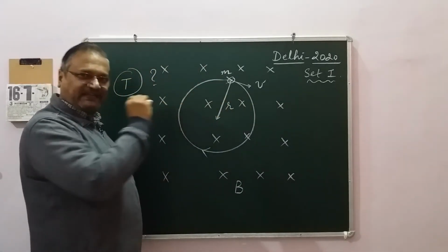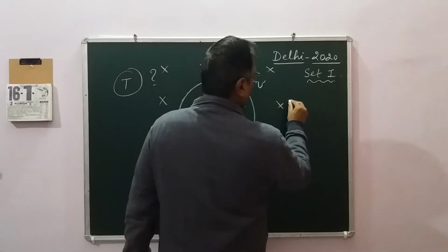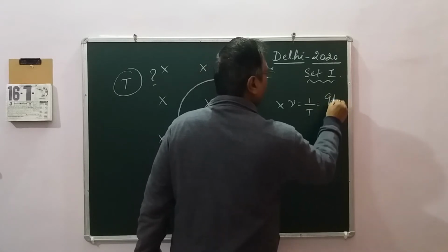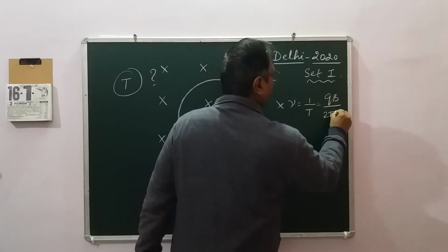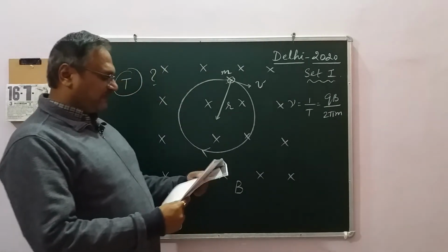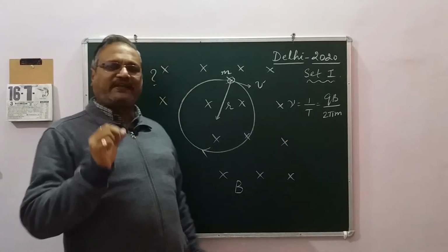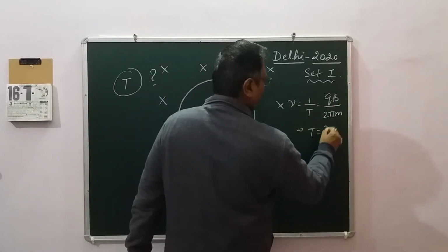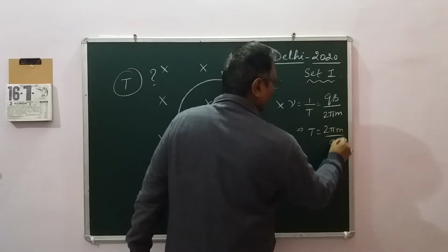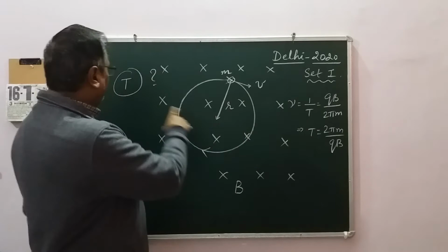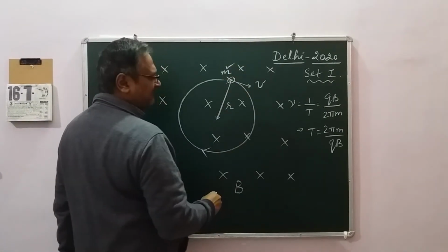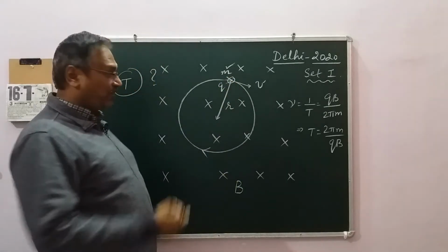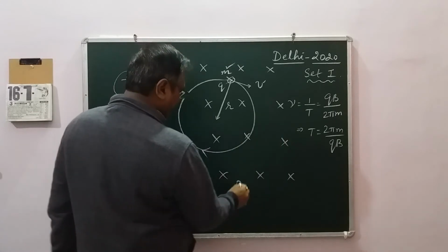When you go back and see the magnetic effect of current, in that you see about the magnetic field, you will see an equation. Frequency is equal to 1 upon time period is equal to QB upon 2 pi m. So this is the relationship. It means the time period is equal to 2 pi m upon Q into B. So time period depends on what factors? Mass. It depends on the charge of the particle, whether we take electron, proton, whatever the charge. It depends on the magnetic field.